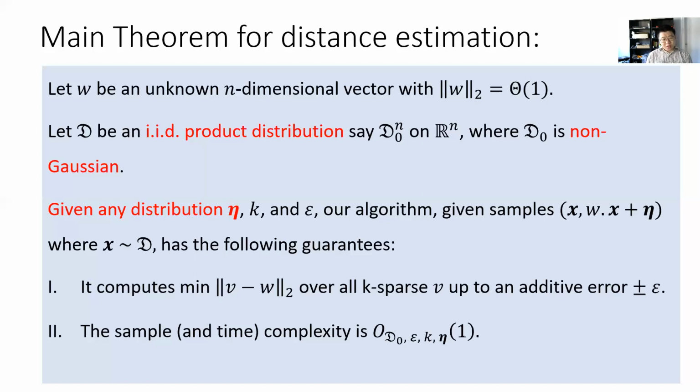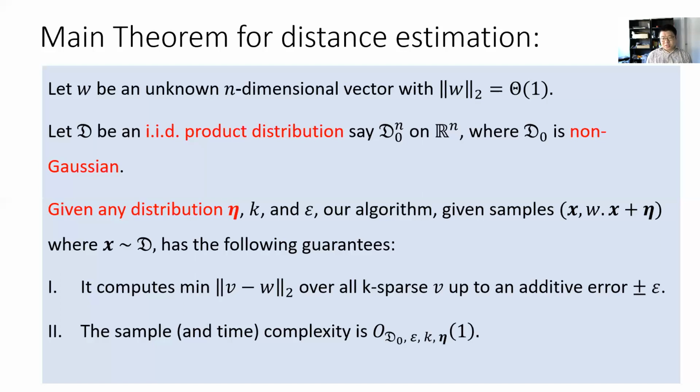Okay. One caveat about the running time of our algorithm is that it will be a constant if my algorithm can skip reading x in every sample, but just read the label w dot x plus eta. So this is saying our algorithm will only use the information in the label to estimate the distance. A few more remarks.